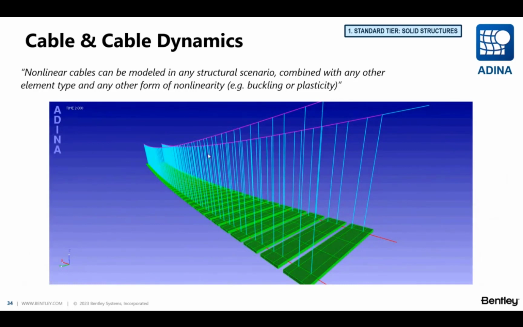And one last example on cable and cable dynamics is this suspended pedestrian bridge, very wobbly and sensitive to dynamic excitation. So again, we can obtain the natural frequencies, decide whether those frequencies could match the pedestrian excitation, and this could lead to resonance or excessive vibration.